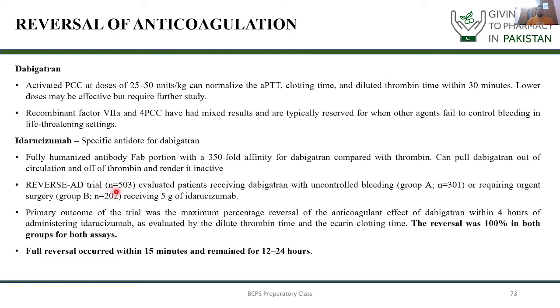In the RE-VERSE AD trial, they evaluated two different patient populations. One population took dabigatran and had uncontrolled bleeding, and in the other population, the patients had to go for surgery and needed urgent reversal. For both populations, they gave 5 grams of idarucizumab and checked the maximum percentage of reversal within 4 hours of administration, and they achieved 100% reversal in both groups. Full reversal occurred within 15 minutes and remained up to 12 to 24 hours.